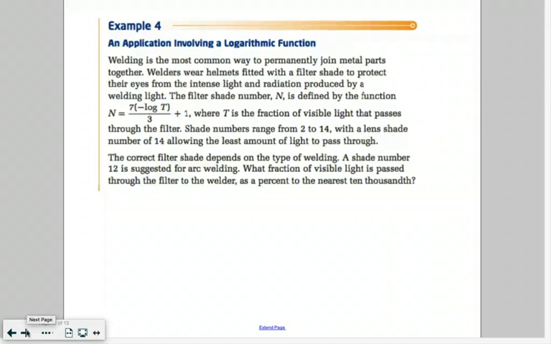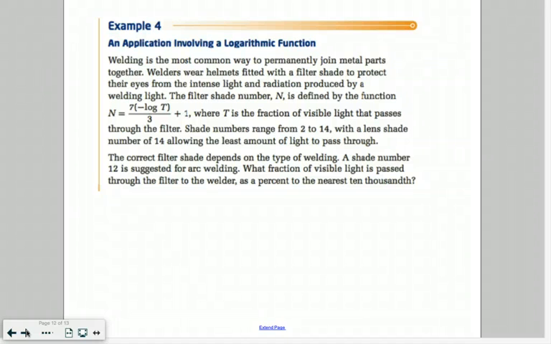So for the final example, we'll take a look at a word problem. Welding is the most common way to permanently join metal parts together. Welders wear helmets fitted with a filter shade to protect their eyes from the intense light and radiation produced by welding light. The filter shade number n is defined by the function n = 7 times (negative log t) over 3, plus 1, where t is the fraction of visible light that passes through the filter. Shade numbers range from 2 to 14, with a lens shade number of 14 allowing the least amount of light to pass through. The correct filter shade depends on the type of welding. A shade number 12 is suggested for arc welding.